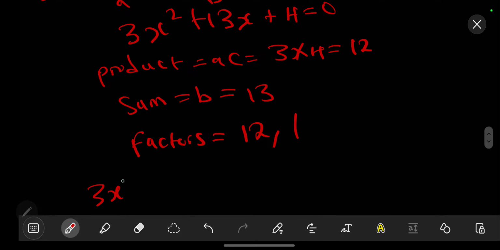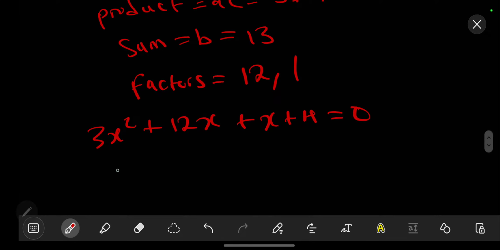So we have our 3x to the power 2 plus 13x, plus 12x, plus our x, then we have plus our 4, which should be equal to 0. So factorize in parts. So here 3 is common, then we are 3x, then we are going to have our x plus 12 divided by 3 will give us 4 there.